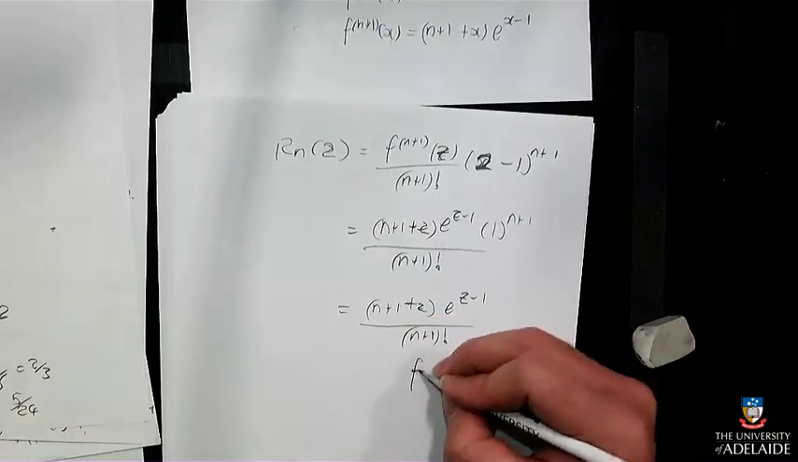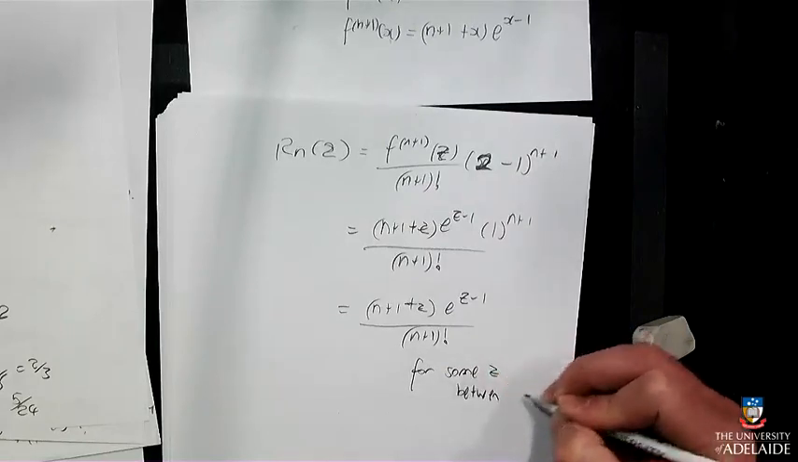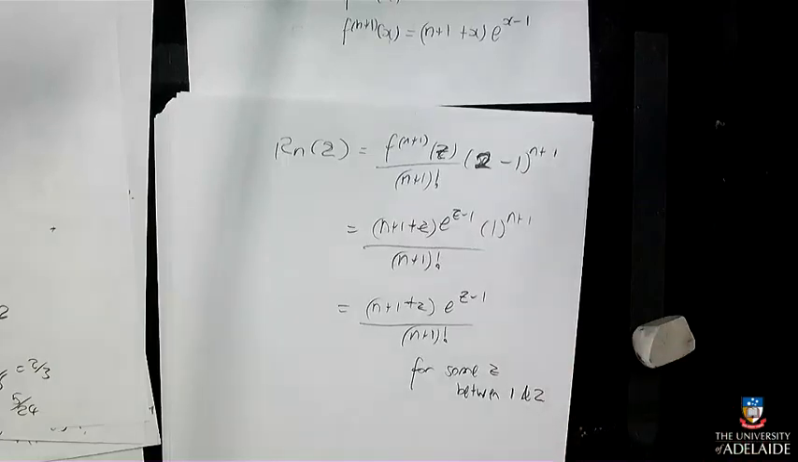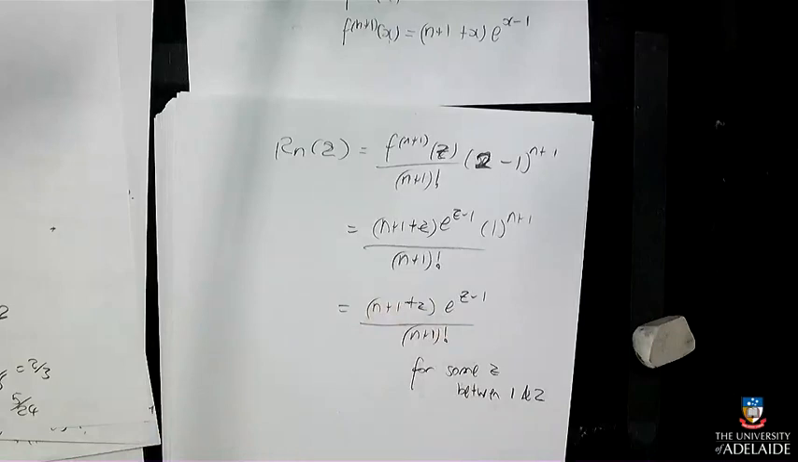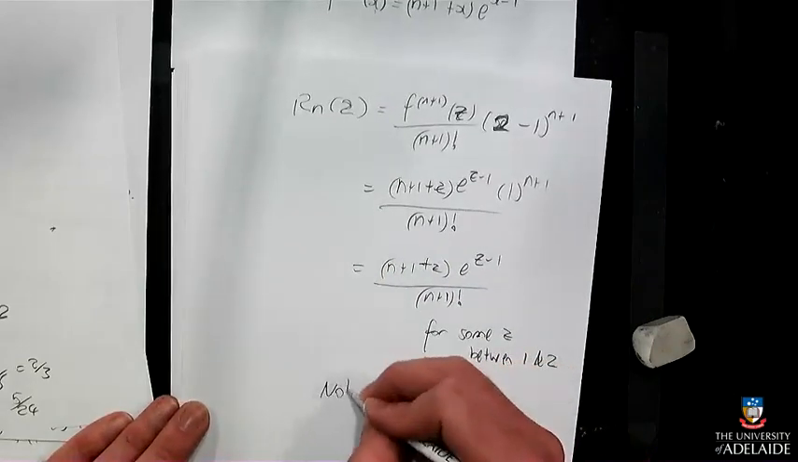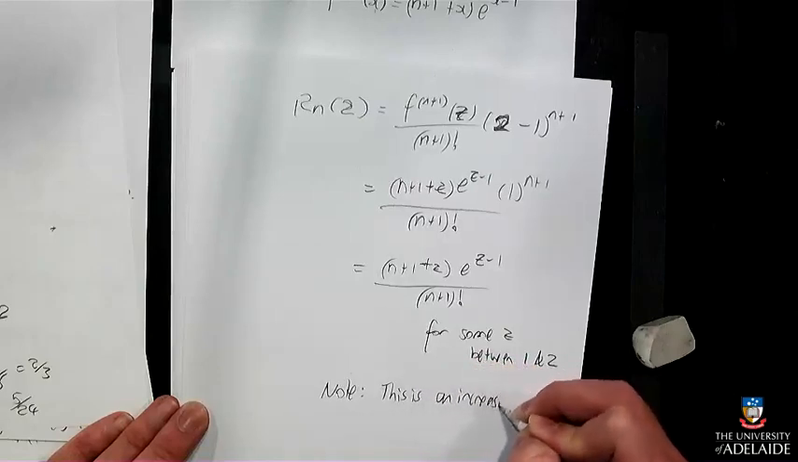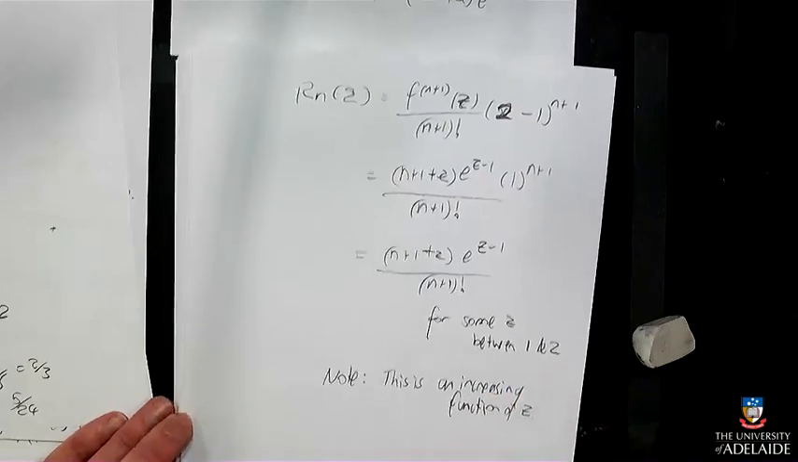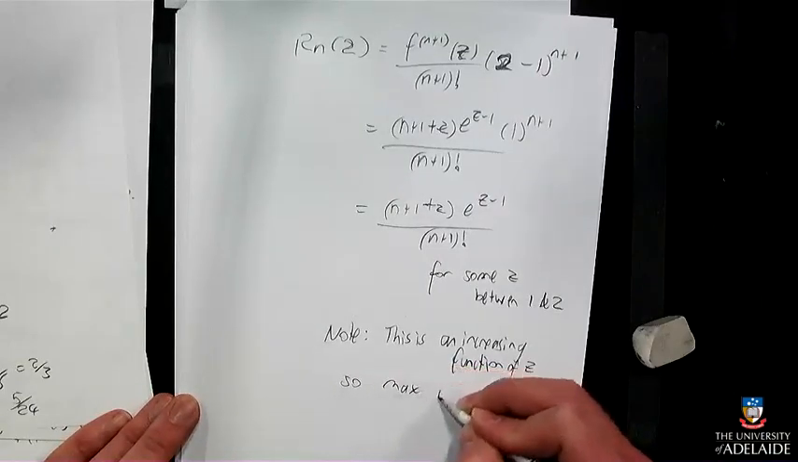But again, it's only for some z between 1 and 2, right? Between the centre and the number I'm thinking of. And we already noticed that this function is increasing for increasing z. So note this is an increasing function of z. So its maximum on this interval is at 2.